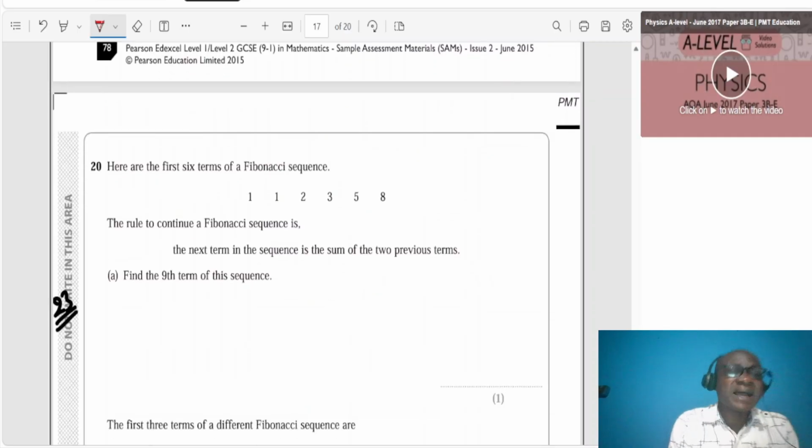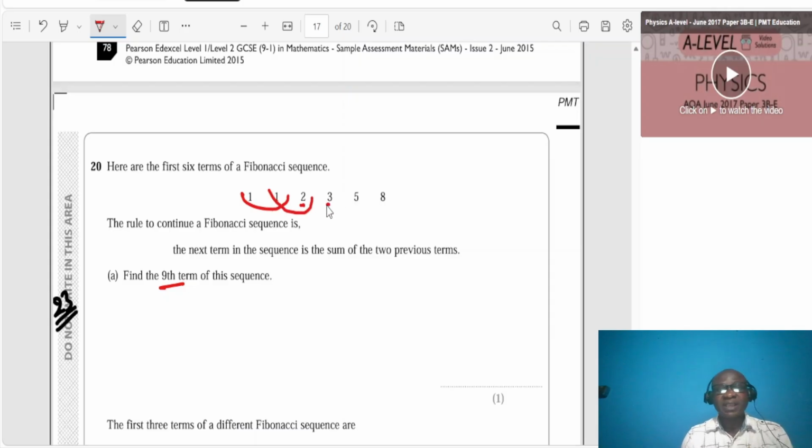Here in number 20A, the question has asked us to find the ninth term of the Fibonacci sequence. Look at what Fibonacci is saying. When you add the first two, it will give you the third one. That is 2. 1 plus 1 is 2. When you add the next two, it will give you 3. Look at it. 1 plus 2 is 3. If you add the next two, it will give you 5. So if you add the next two, it will give you 8. Can you see the way it works?